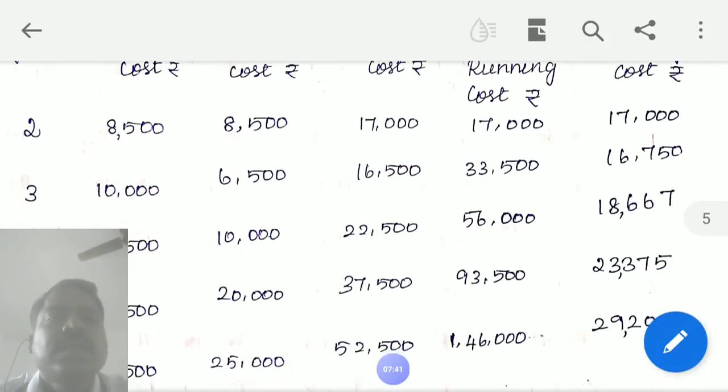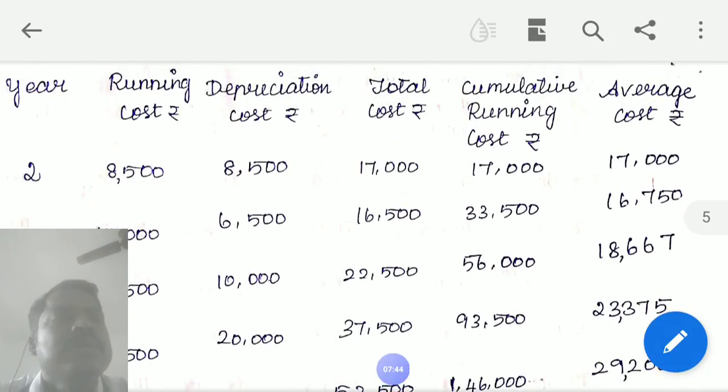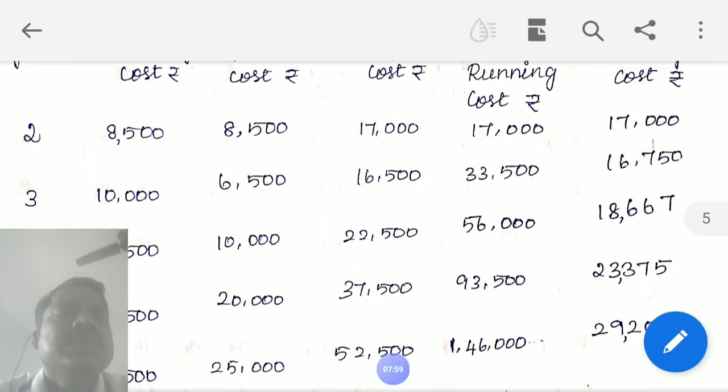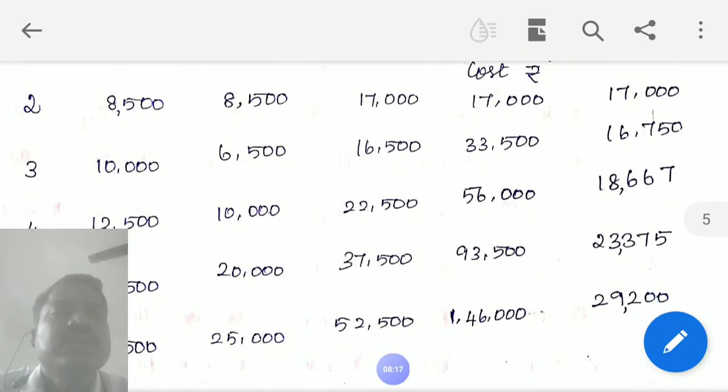First year, 1 year old machine. Therefore, you will start second year. Second year running cost 8,500, depreciation cost 8,500, total cost 17,000, cumulative running cost 17,000, average cost 17,000. This is year 1, but we will start second year. Therefore, duration of the running is year 1. Therefore, 17,000 divided by 1 equal to 17,000. Average 17,000.